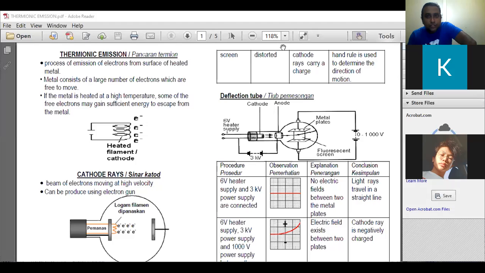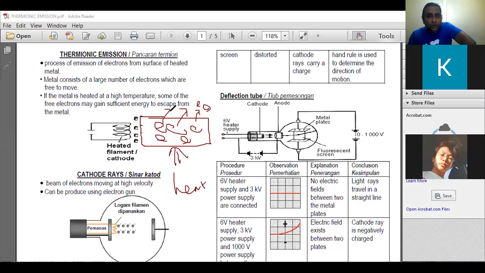So we know, right? Metal, they have a lot of free electrons. So let's say if you have a metal, inside the metal there are a lot of free electrons. So what happens when you heat up the metal? The electrons will gain energy. Now, if the energy is big enough, what happens? The electron can come out from the surface of the metal.